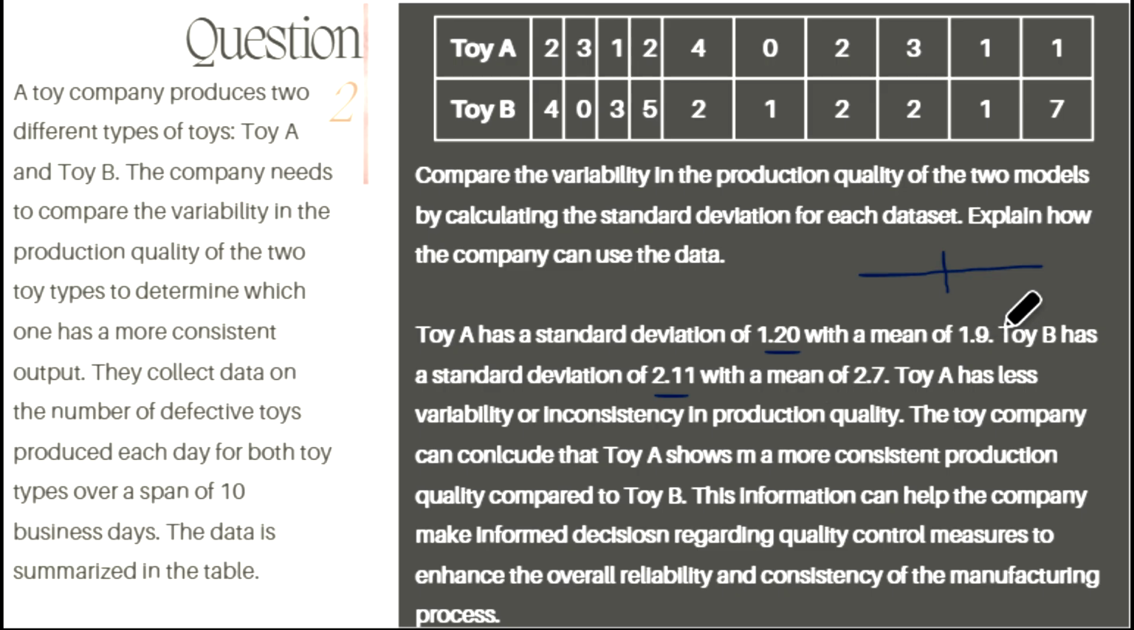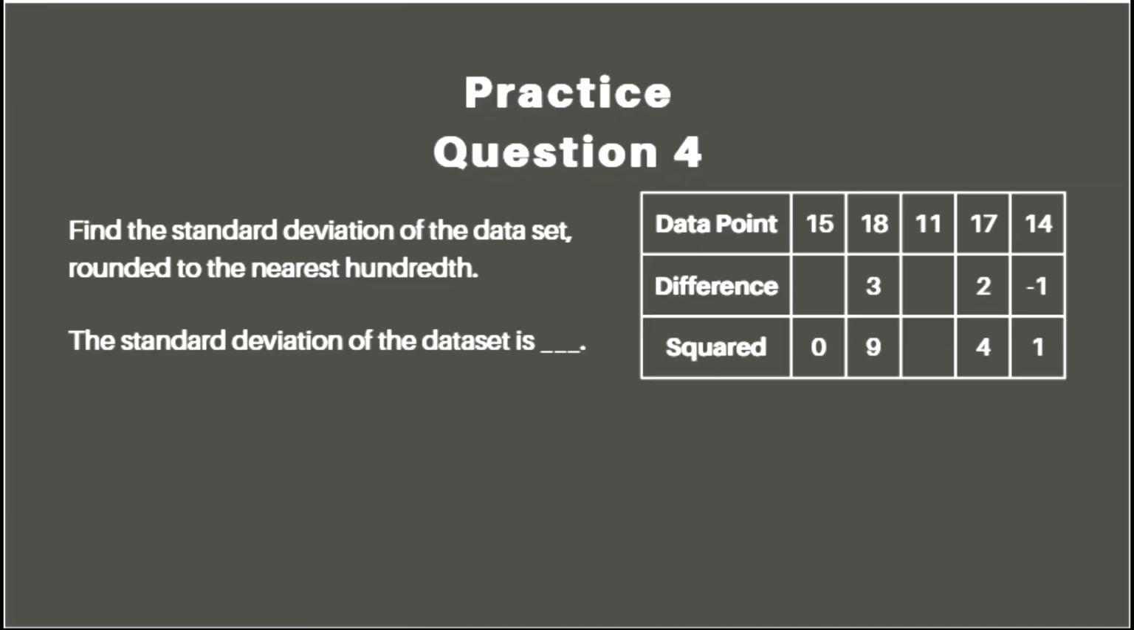Okay, these means are the center point on your dot plot where they balance. Okay, that's all that the means are. They don't really matter for these questions. Toy A has less variability, so it's more consistent. Toy A has a more consistent production quality. They have fewer mistakes and fewer already broken toys that come out from the machine. And this can help the company make more informed decisions regarding quality control measures to enhance the overall reliability and consistency of the manufacturing process. Good for them.